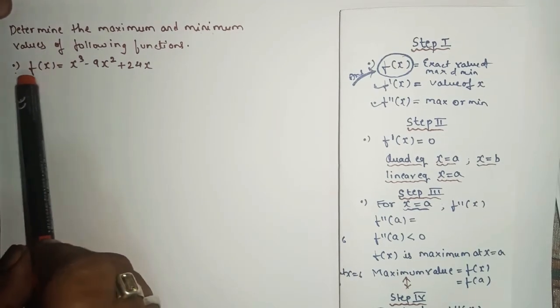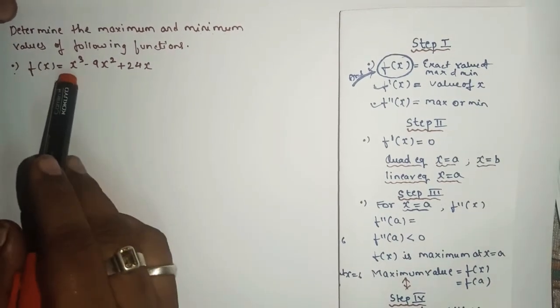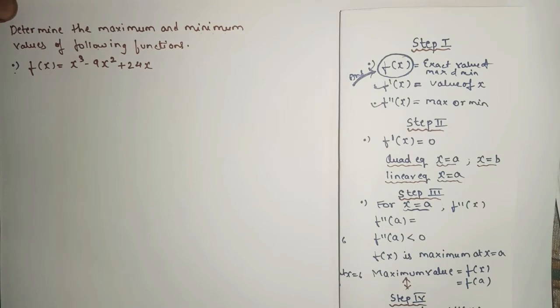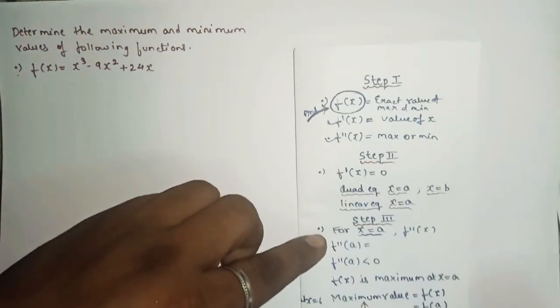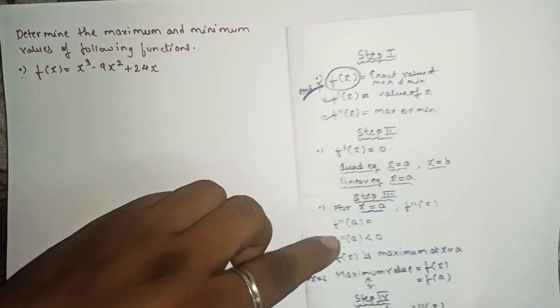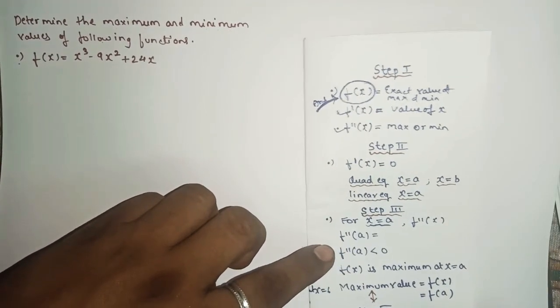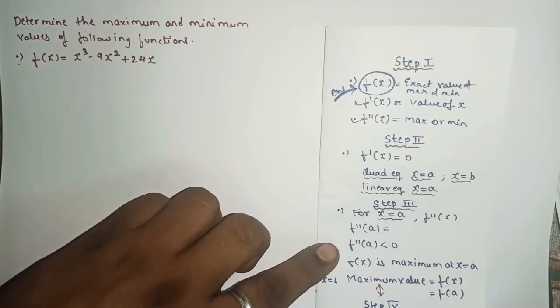So here we have f of x, that is x cube minus 9x square plus 24x. Okay, so simply you have to follow this 3-4 step to get the answer, as we did in the last lecture.